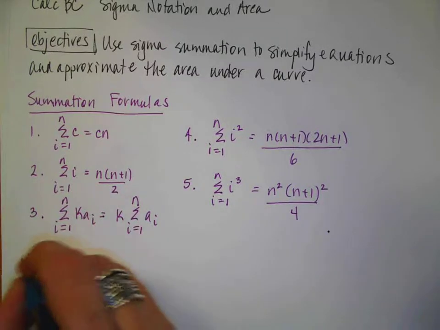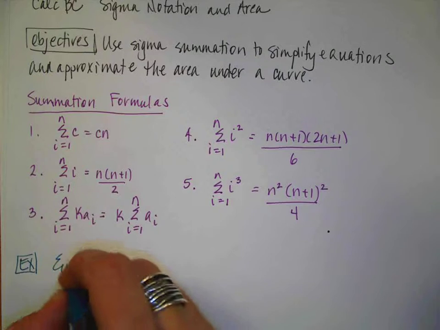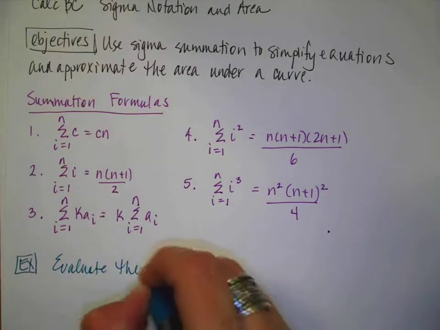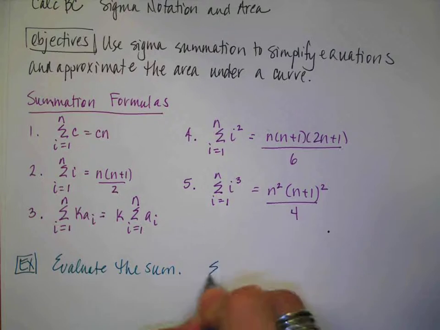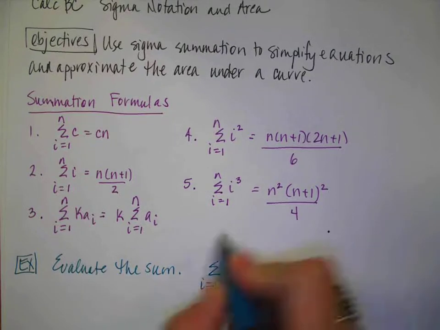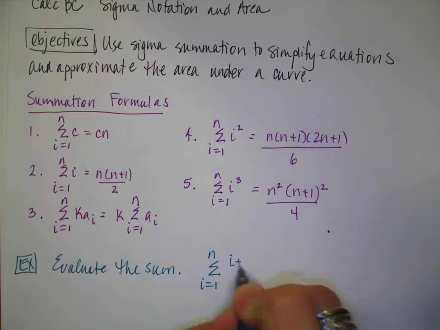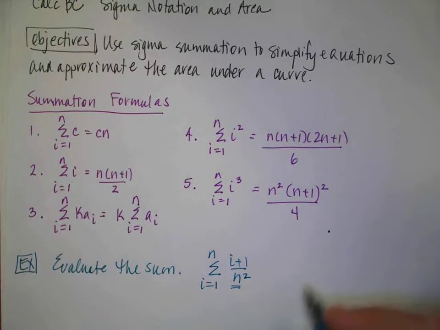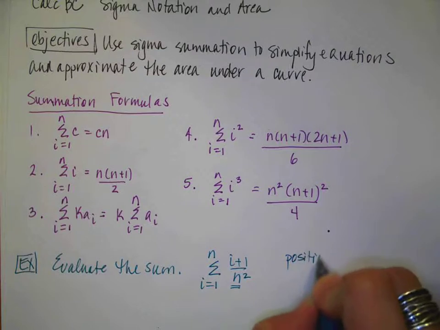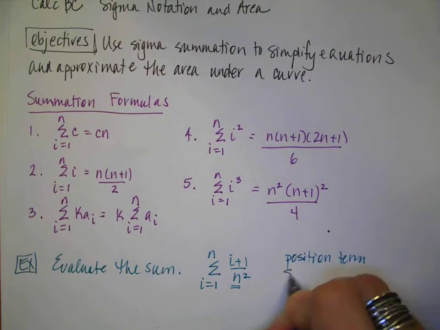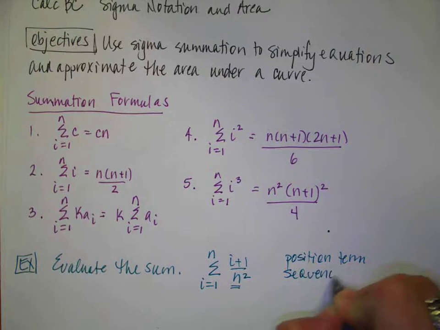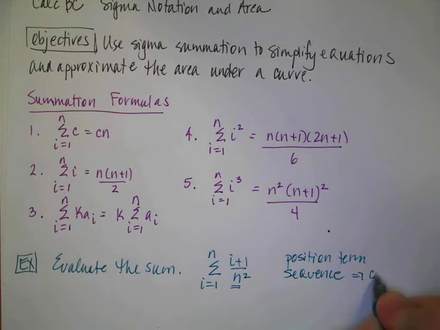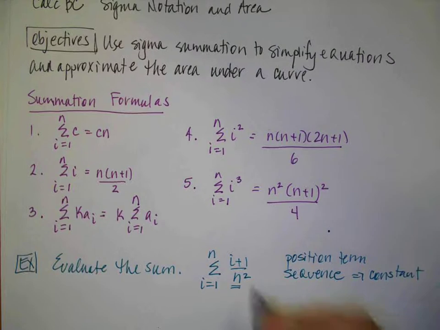So let's start off by doing an example, and it says evaluate the sum, and you're going to be given that the sum is equal to, from I equals 1 to n of I plus 1 over n squared. So when we're doing these, it's important to remember that the n's are a constant because that represents the position of a term in a sequence. So it's its address. So that is a constant. And then I is actually the variable.